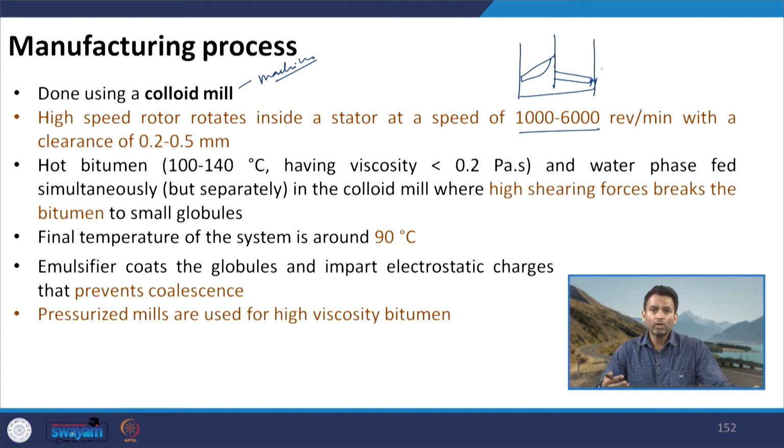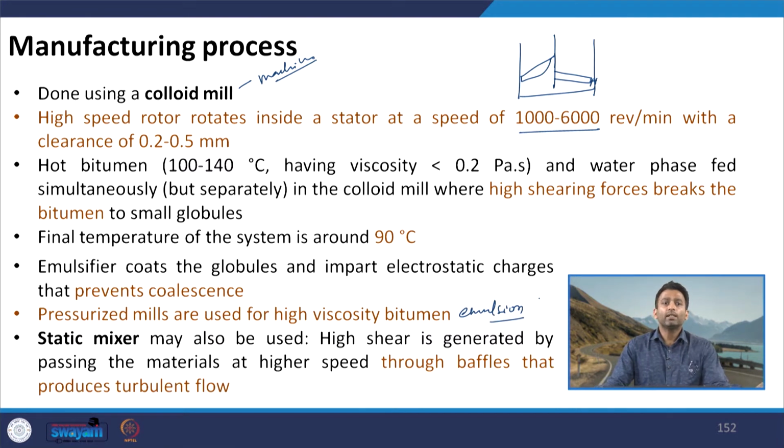If we are also trying to prepare polymer modified emulsions, because these days they are also produced, in that case high shear rate and higher temperature may be required. So pressurized mills are also used for producing high viscosity bitumen emulsion. Other than this colloid mill, a static mixer can also be used.